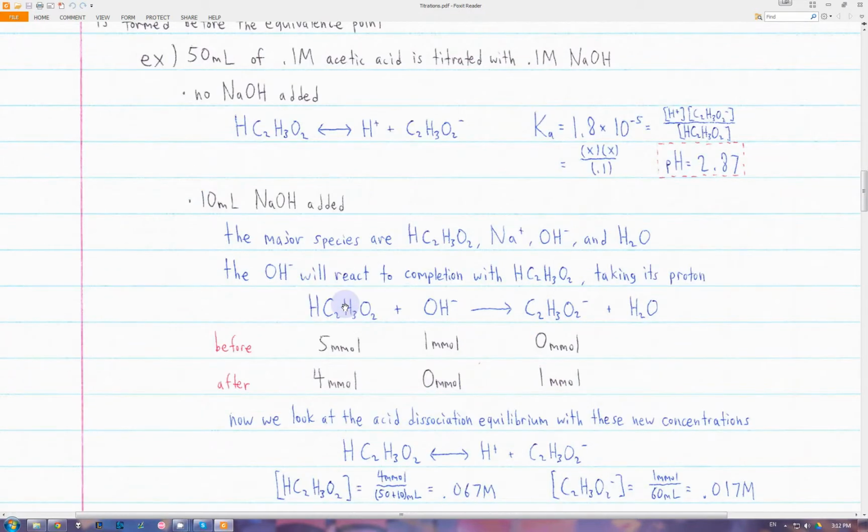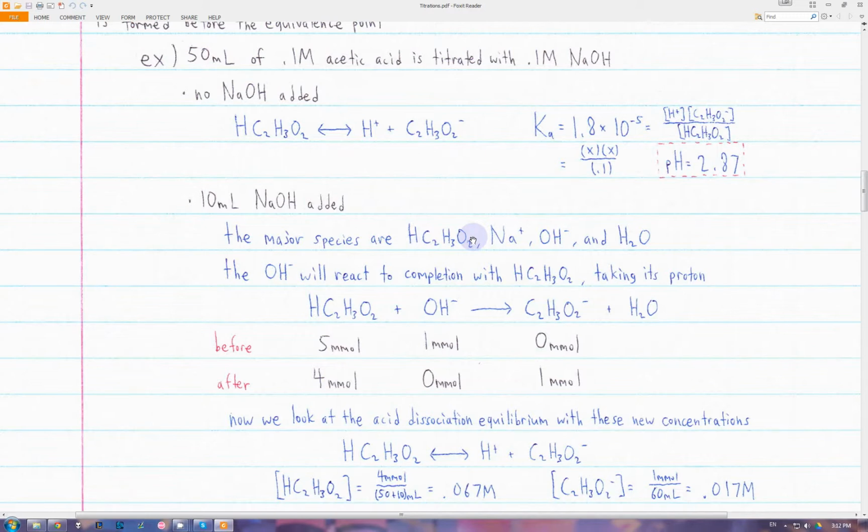So the first point we're going to look at is 10 milliliters of sodium hydroxide added. Right after the sodium hydroxide is dropped into the solution, the major species are Na+ and OH- from the sodium hydroxide, water, and then acetic acid. Since it is a weak acid, it does not dissociate into its ions very much.